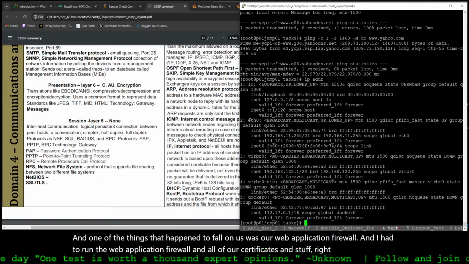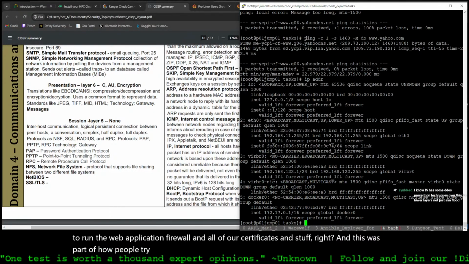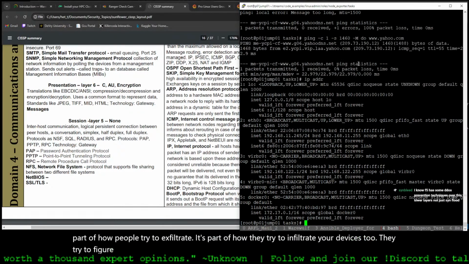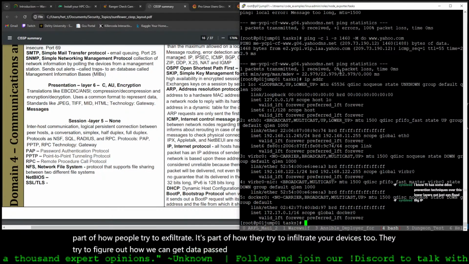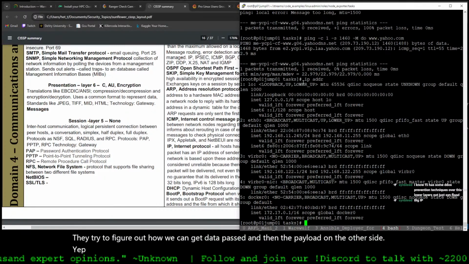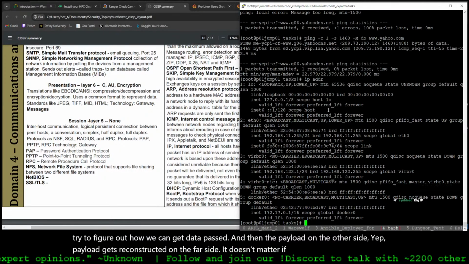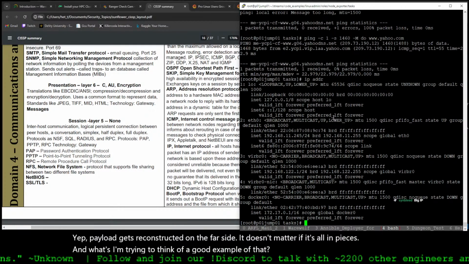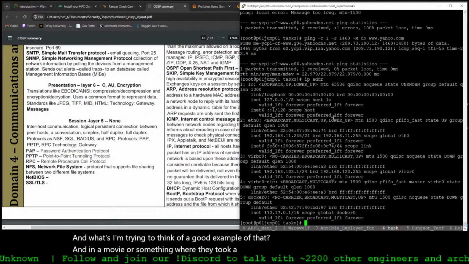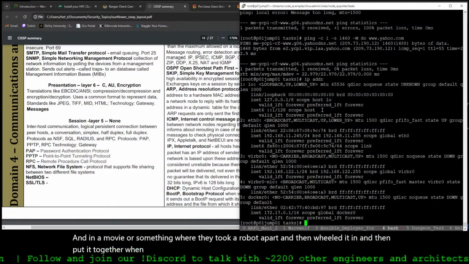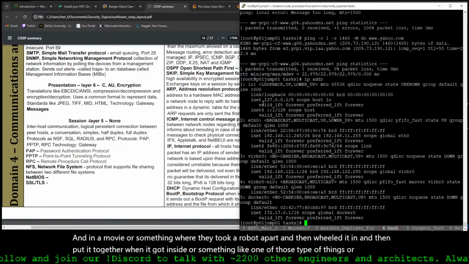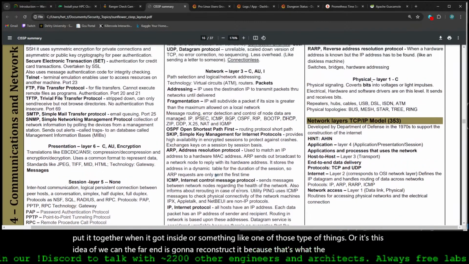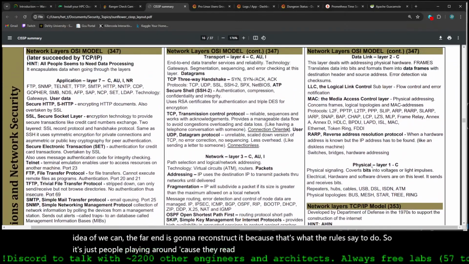And this was part of how people try to exfiltrate. It's part of how they try to infiltrate your devices too. They try to figure out how we can get data past, and then the payload on the other side. Yep, payload gets reconstructed on the far side. It doesn't matter if it's all in pieces. I'm trying to think of a good example of that, like in a movie where they took a robot apart and then wheeled it in and then put it together when it got inside or something. It's this idea that the far end's going to reconstruct it because that's what the rules say to do. So it's just people playing around because they read the RFC and understand the rules, right?